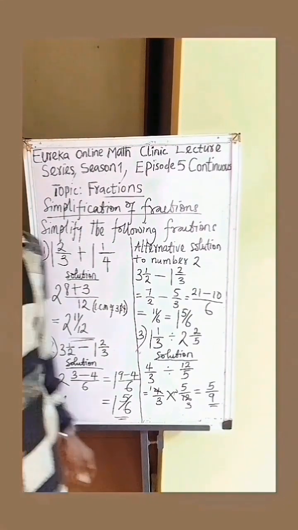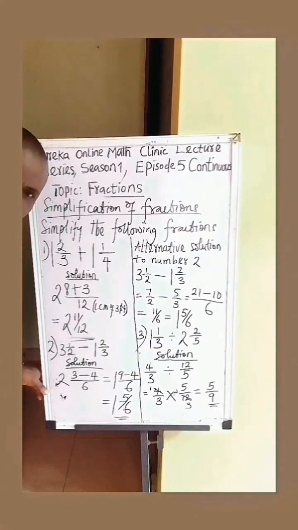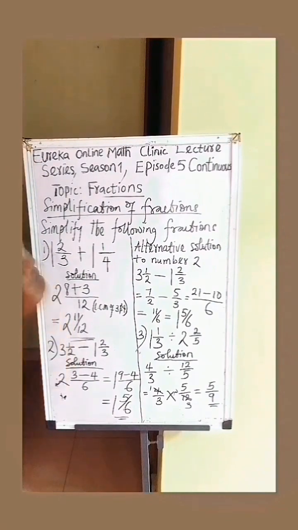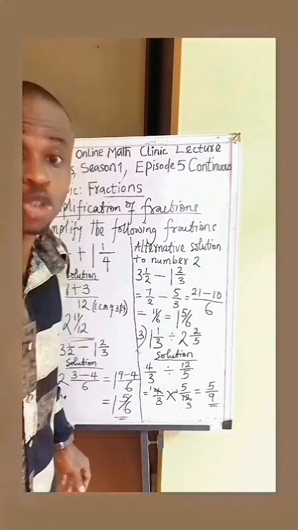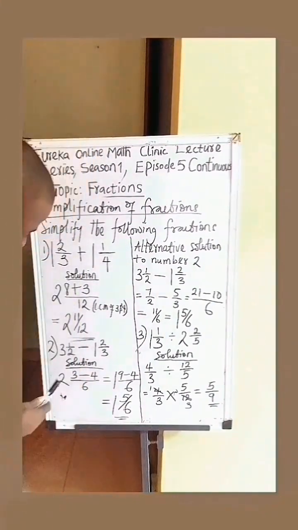You don't borrow more than 1. You borrow 1. Now, there is something you need to note here. The 1 you will borrow here, the value of that 1 is equal to the LCM. So we borrow 1 from here. So that 1 you borrowed now, the value is 6. The true value of that 1 is 6.